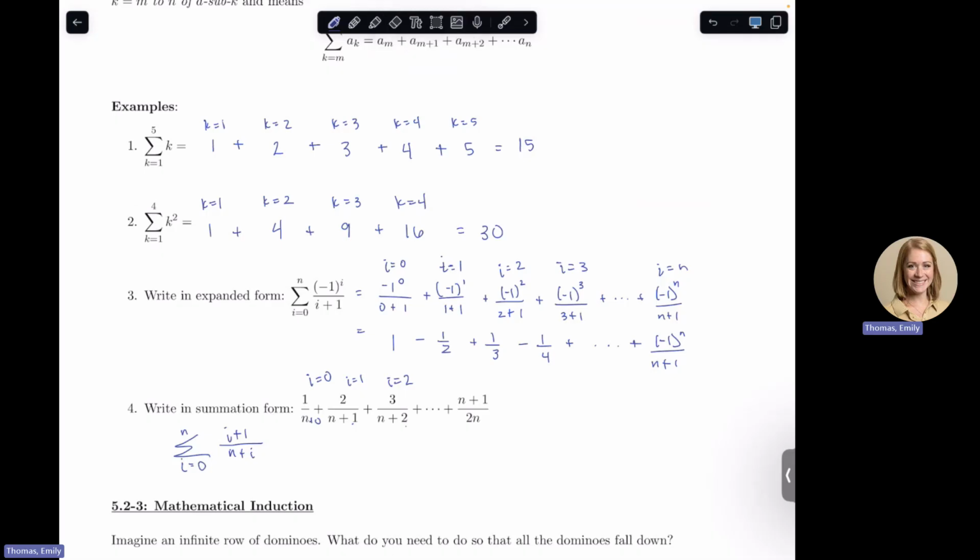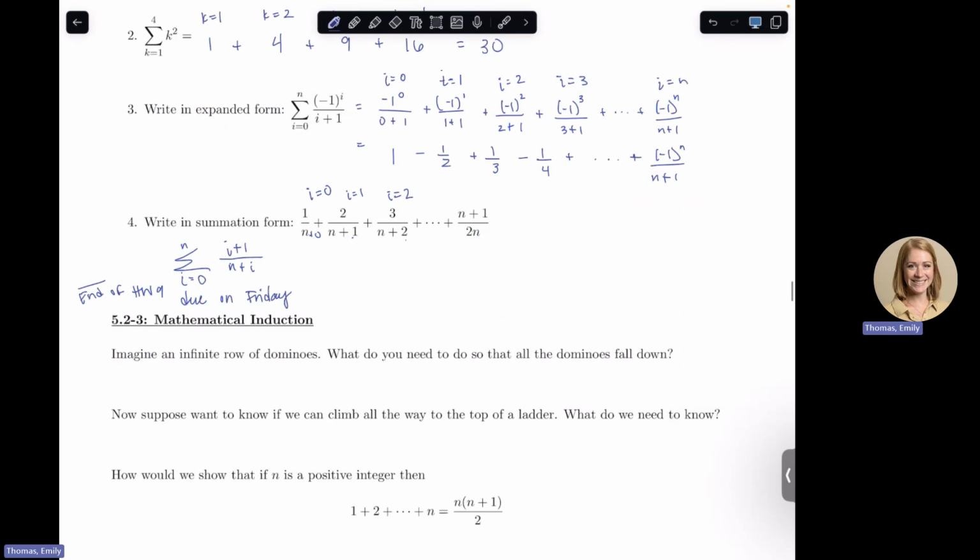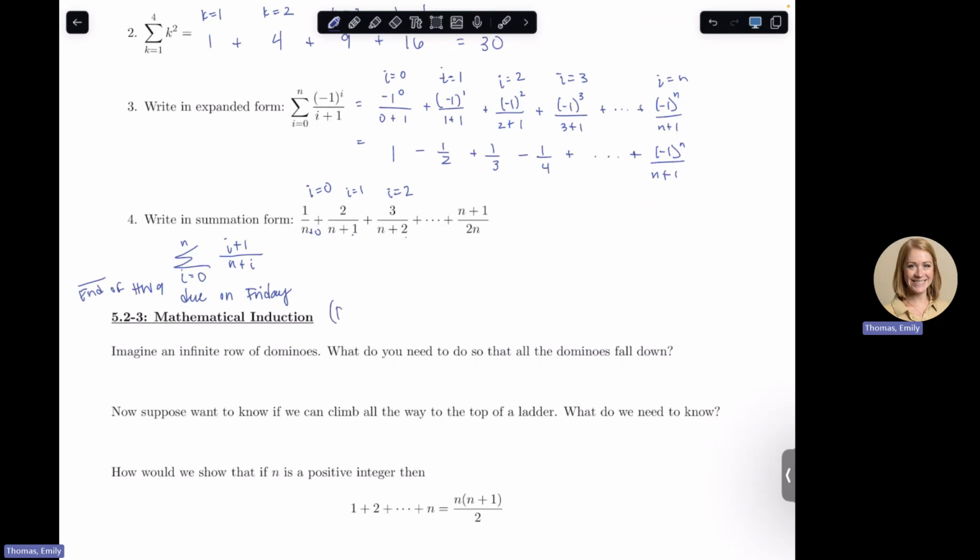That's the end of homework 9, which is going to be due on Friday. This is the beginning of homework 10, which will be due on Monday. I don't remember what the day is. The 4th?